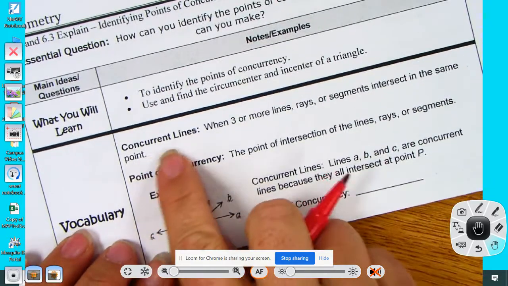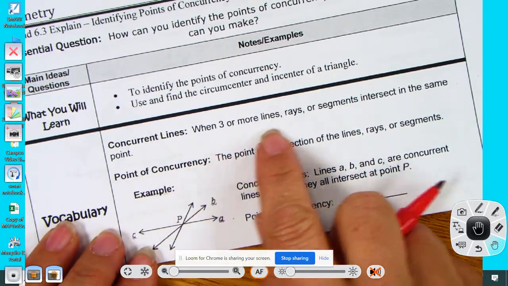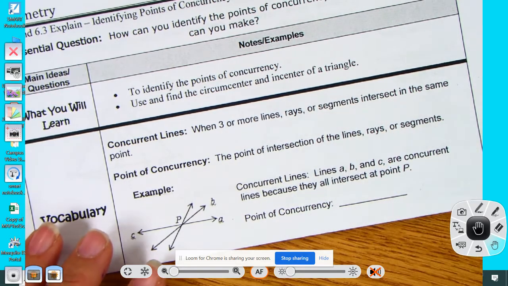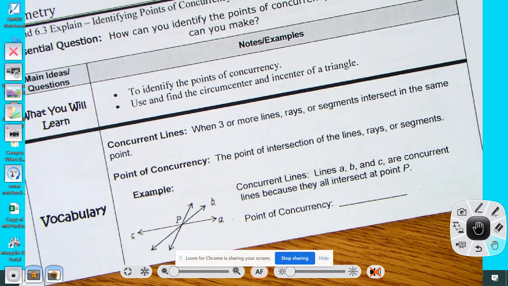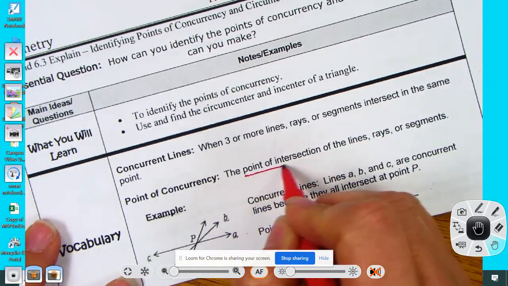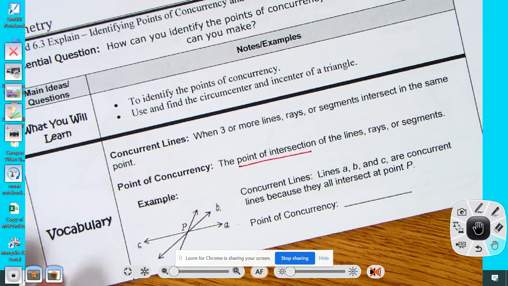Concurrent lines are when three or more lines, rays, or segments intersect at the same point. Think about when streets intersect. Usually when there's an intersection, there's a stop sign. Stop signs are placed at points of concurrency. So a point of concurrency is the point of intersection. When three or more lines intersect, they intersect at the point of concurrency.